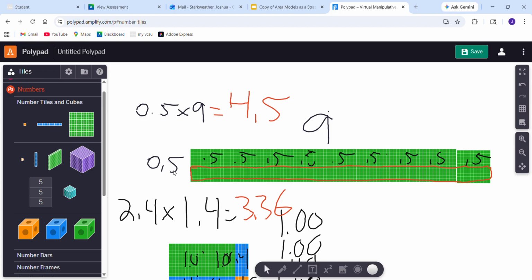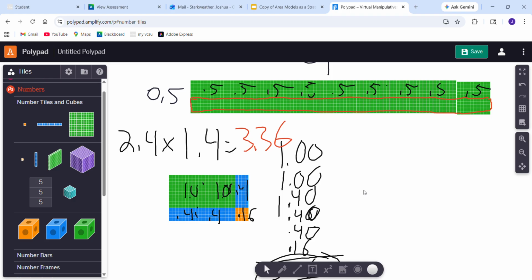But in order to do that, I actually had to take away half of those blocks on each cube. So I circled them here to represent that I took them all away, which left me with a half in each one. So 0.5 times 9 is a half plus a half plus a half, nine halves in all, which equals 4.5. That is how I represented and did that one.